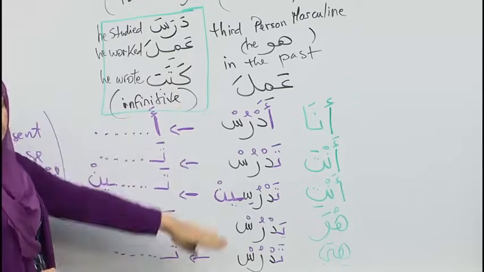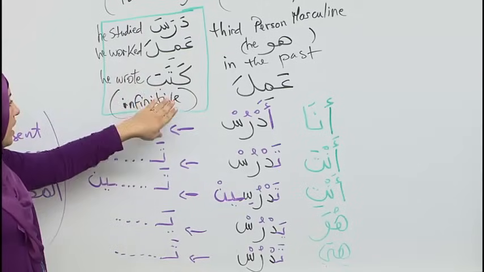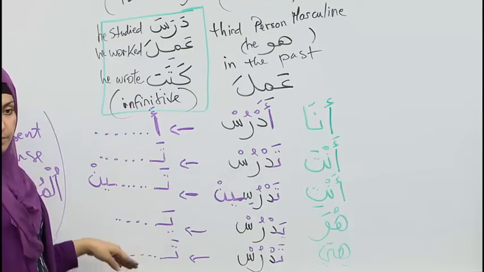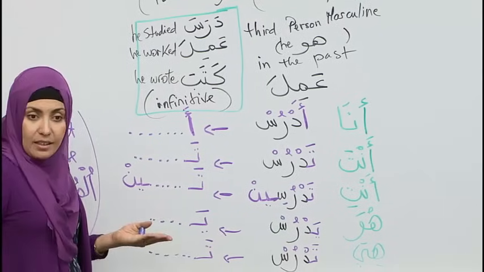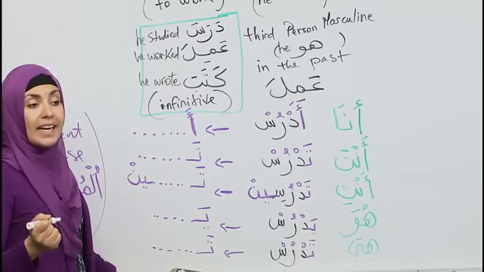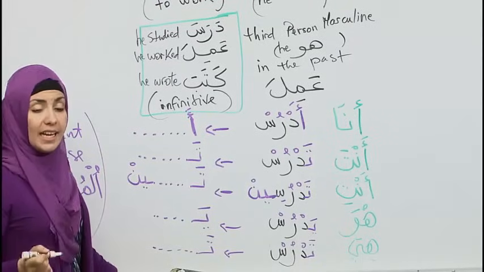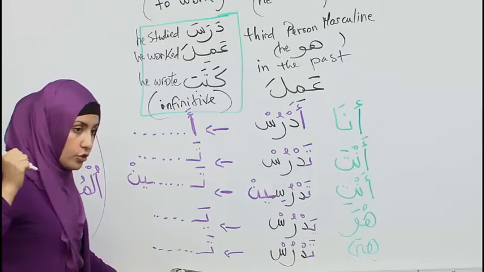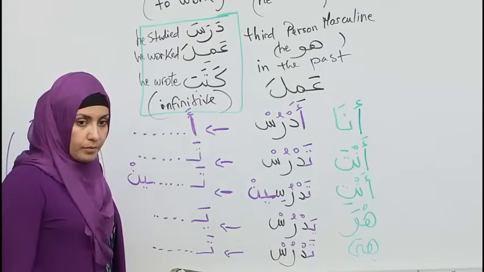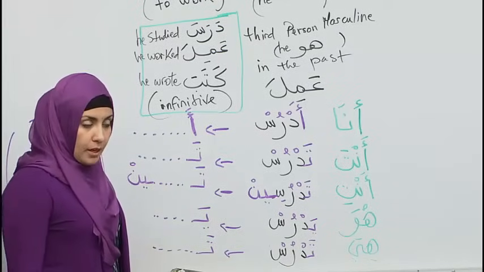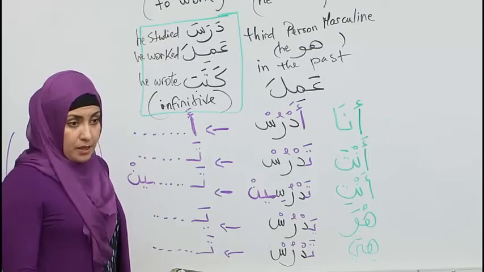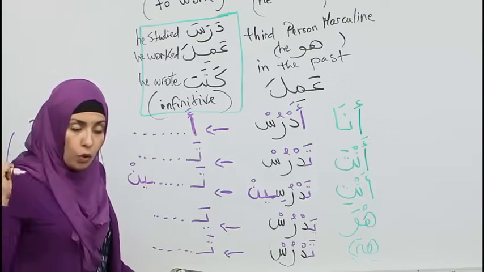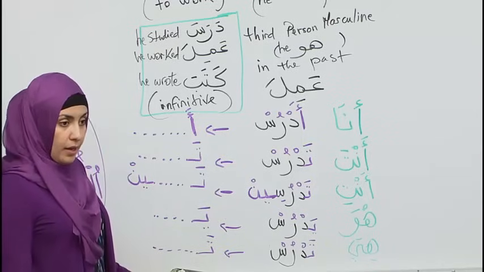And you can take any other verb, either عمل or كتب, and you can change it. Change the content. So أنا أكتب, I write. أنت تكتب. أنتِ تكتبين. هو يكتب. هي تكتب. عمل. أنا أعمل. أنت تعمل. أنتِ تعملين. هو يعمل. هي تعمل.